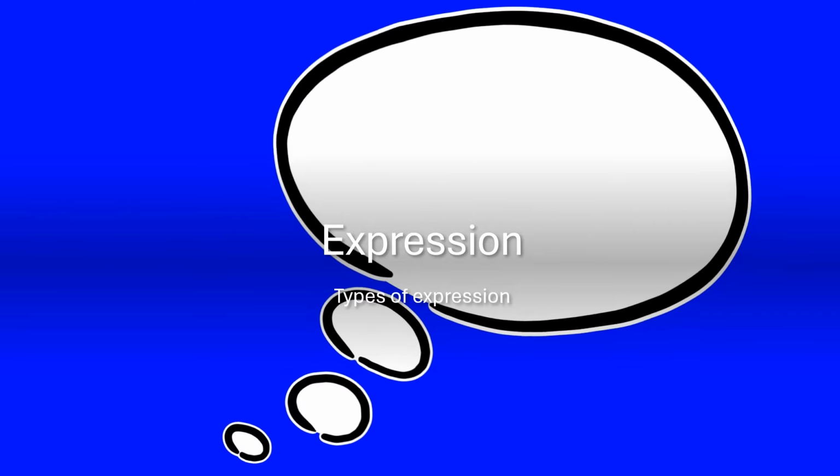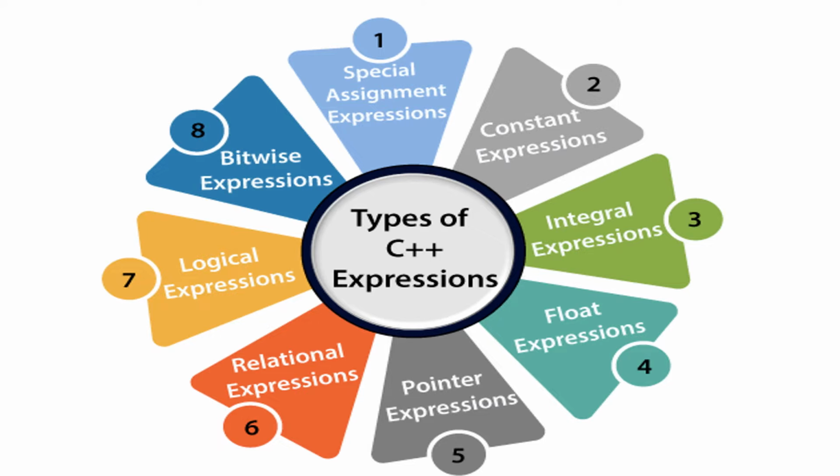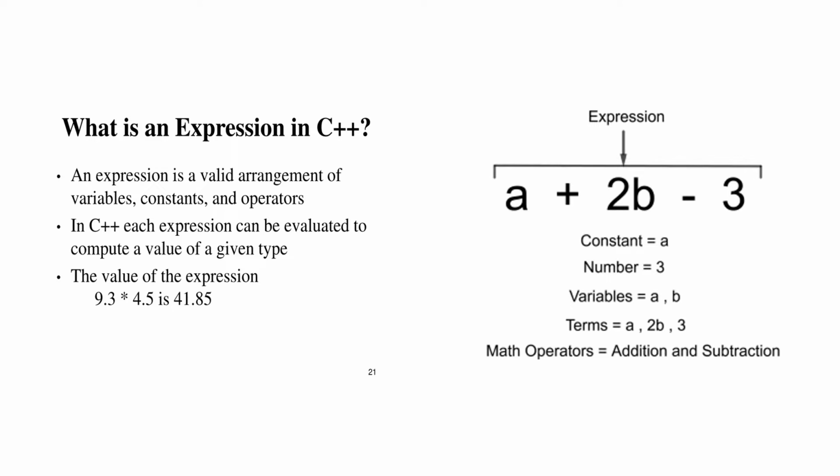Expressions in C++ and its types. Types of C++ expression. There are 8 expressions in C++ programming. What are they? Assignment expression, constant expression, integral, float, pointer, relational, logical, bitwise. So there are 8 types of expression. Now we can see one by one.